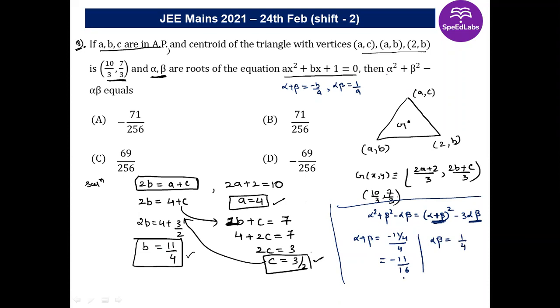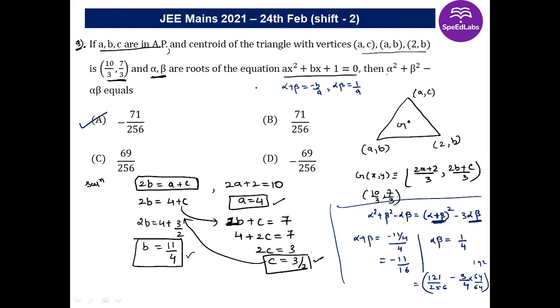Now simply put in this expression, so this will become (alpha + beta) whole square. So the square of this will be 121 upon 256 minus thrice of 1/4. Now to take the LCM, you need to multiply with 64, I guess. Yes, right, 64 times 4 is 256. So 64 threes are 192, and 121 minus 192, so that will be minus 71. So the correct answer which we are getting is minus 71 upon 256.